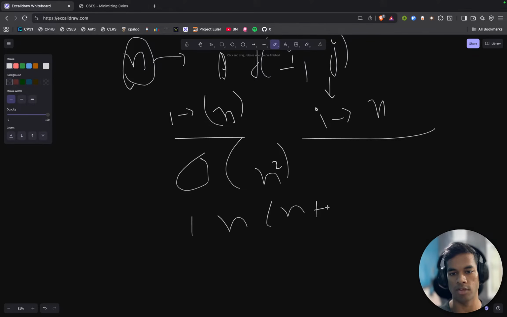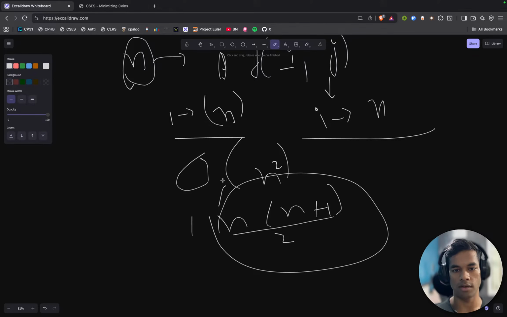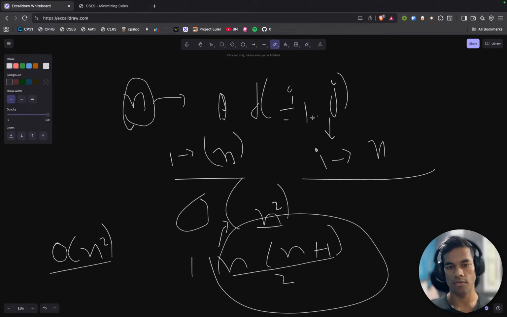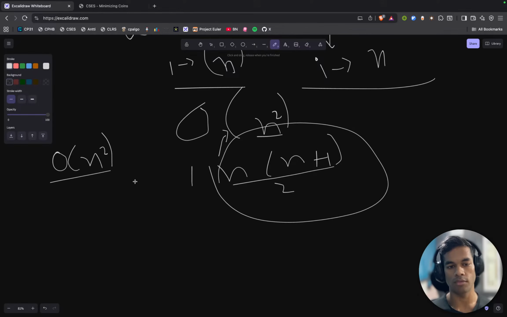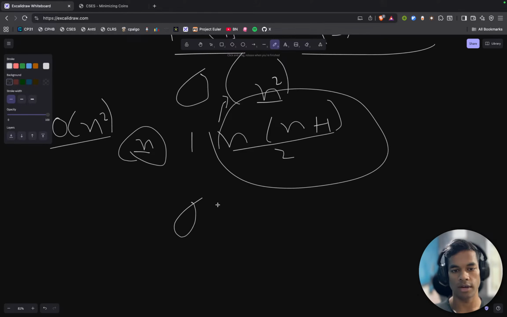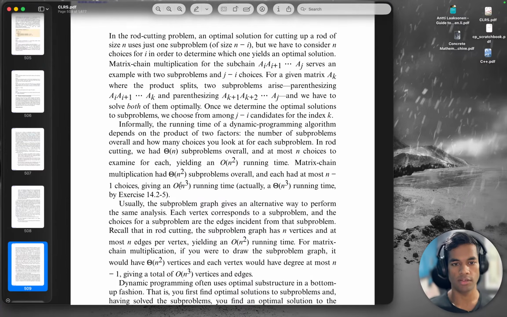This would be a triangular number, but we can write it in big O notation as n square. So there would be approximately n square subproblems, and at each subproblem we have n choices at max. At max we have n choices, n minus 1 choices, but we can write it as n. So the total running time would be n cube, which is very bad. Is it actually? It is n cube.